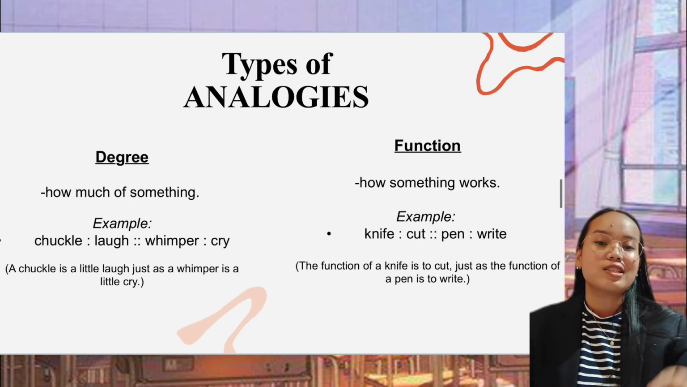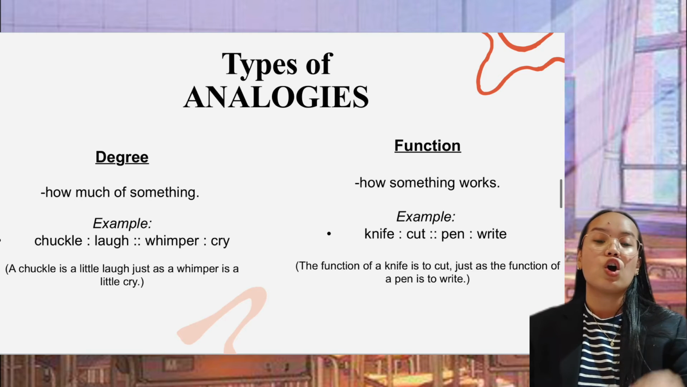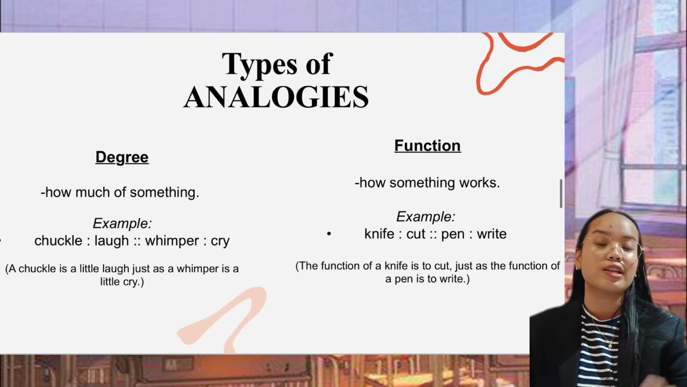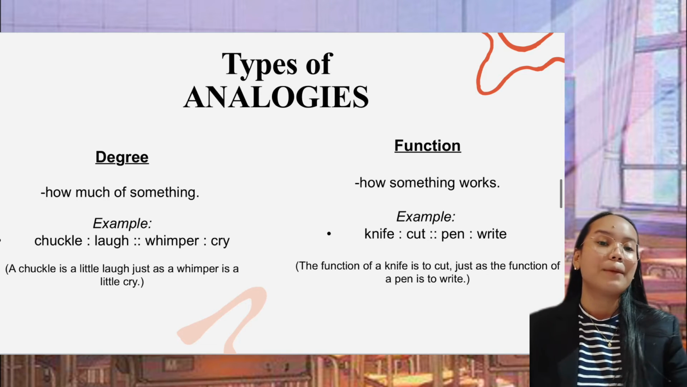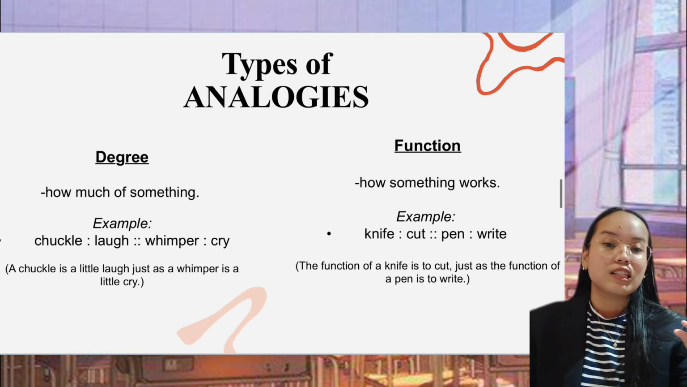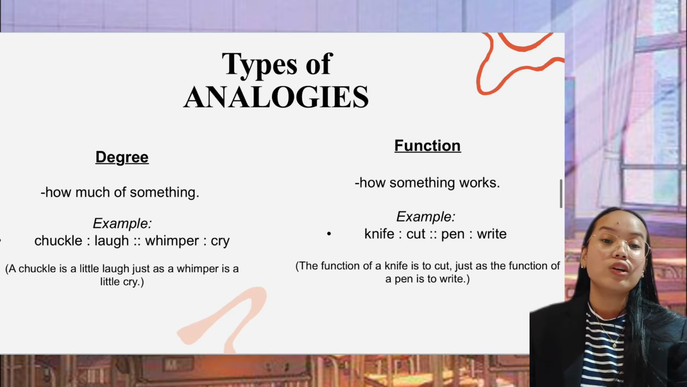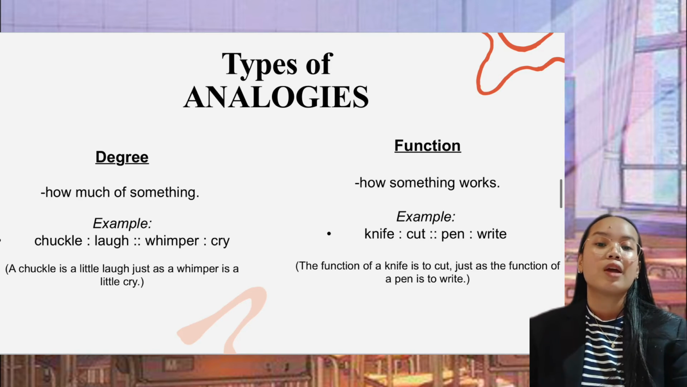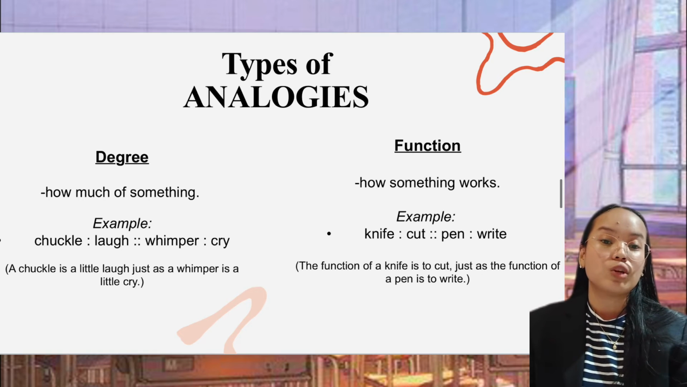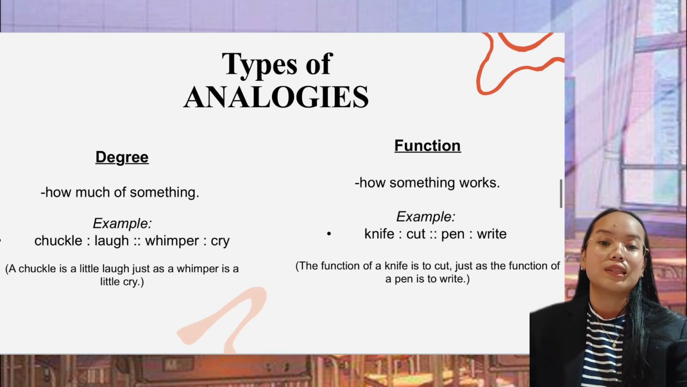The next type of analogy is degree. In this relation, it states how much of something, or the amount and level of something, or the extent of something. It is best understood by simply looking at examples. Like this one, chuckle is to laugh as whimper is to cry. As we all know, a chuckle is a little laugh, and a whimper is a little cry. This type of analogy mostly consists of adjectives, but that does not always have to be the case.